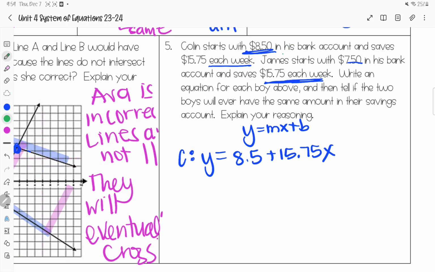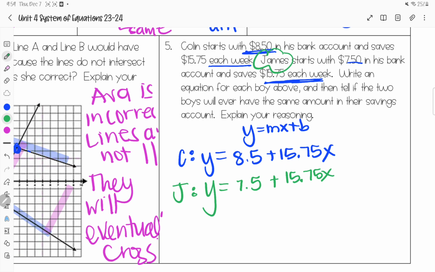Now, if I take James and write an equation for him, y would be the total amount he saved after however many weeks. James starts with $7.50 in his bank account, and he also saves $15.75 each week. So the question asks us, will they ever have the same amount in their savings account?